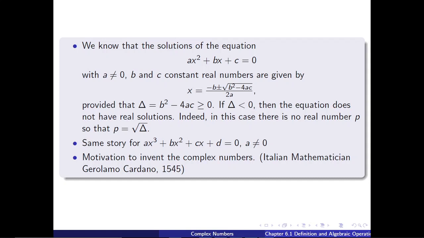And this is where the motivation to invent complex numbers came from, and the man who invented the complex numbers is an Italian mathematician called Girolamo Cardano in 1545. So we are going to define a complex number and then look at some properties.